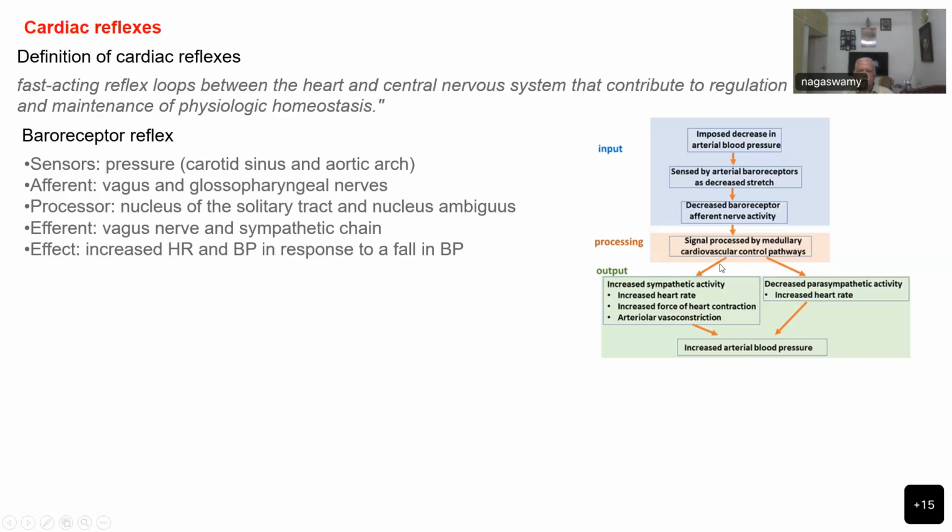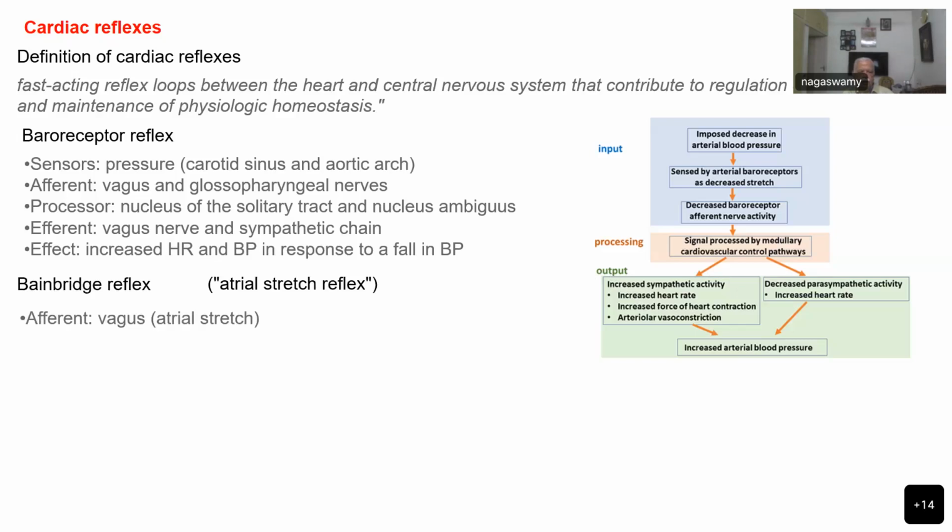The output can be increased sympathetic activity to increase the heart rate, increase force of contraction, arterial vasoconstriction, or decrease parasympathetic activity, which also enhances the heart rate, resulting in increased arterial blood pressure. So there is a stimulation to sympathetic and a blockade of parasympathetic, both happening, which ultimately results in restoring the blood pressure. And next is the Bainbridge reflex, also called the atrial stretch reflex.